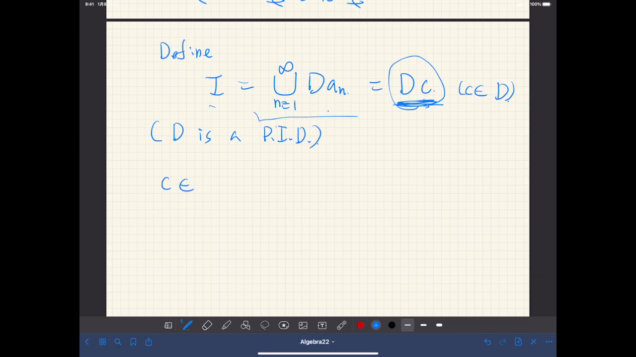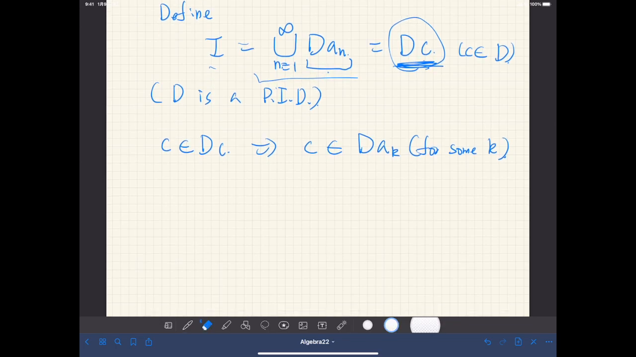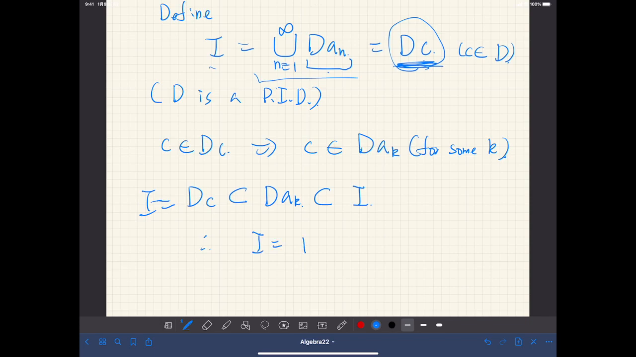However, C is an element of DC, so therefore C must belong to one of these principal ideals, for some k. Okay, but what this means is that DC is a subset of DAk. But this is a subset of I, and DC is I itself. So what this means is that we have I equal to DAk.